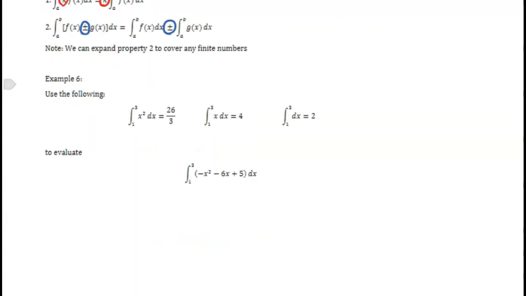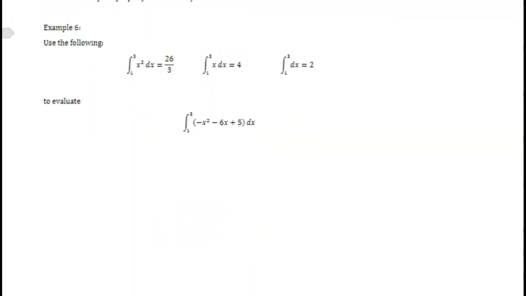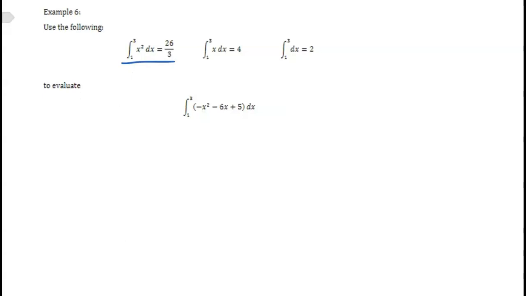So now let's actually look at an example of us using these things. They give us the values of 3 integrals here. Okay, I got distracted. So what I'm going to do is I'm going to go ahead and start breaking this up.